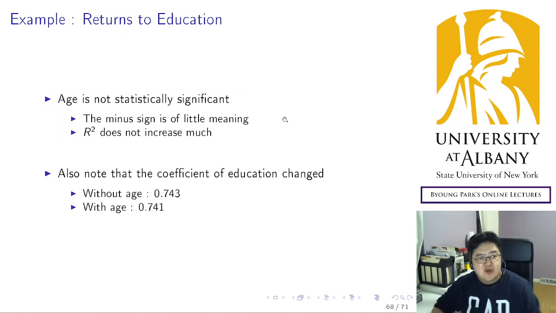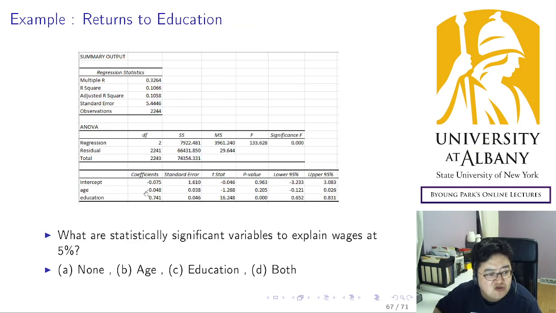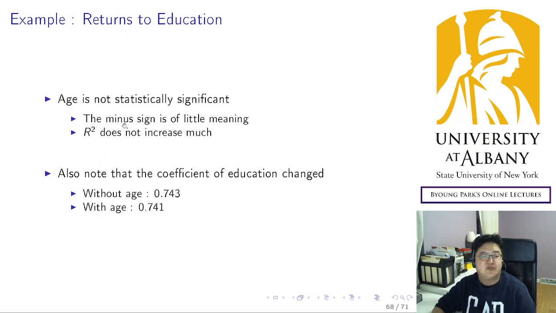That means you cannot distinguish this coefficient from 0. So even if you believe that age does not affect your hourly wage, you cannot reject that. That's fine. So age has no statistical meaning in explanation to explain the hourly wage. So it does not help.